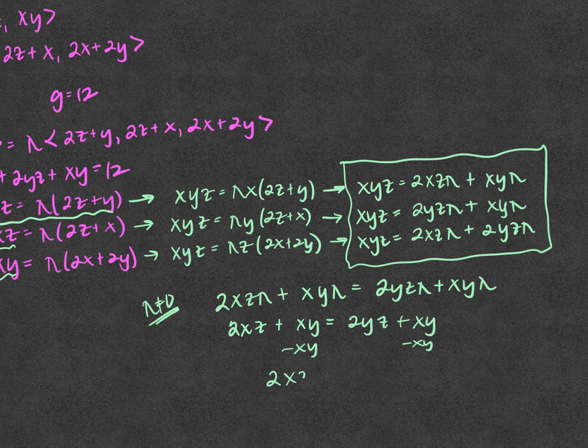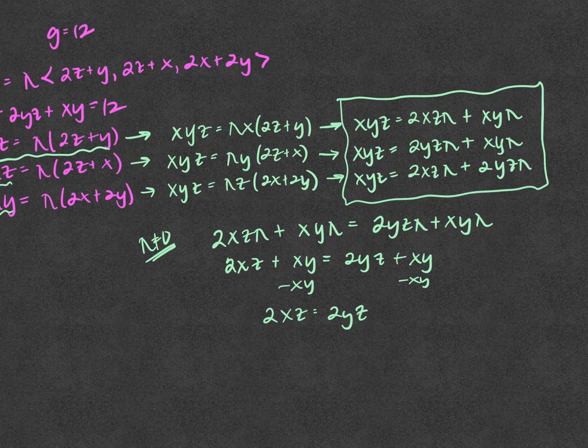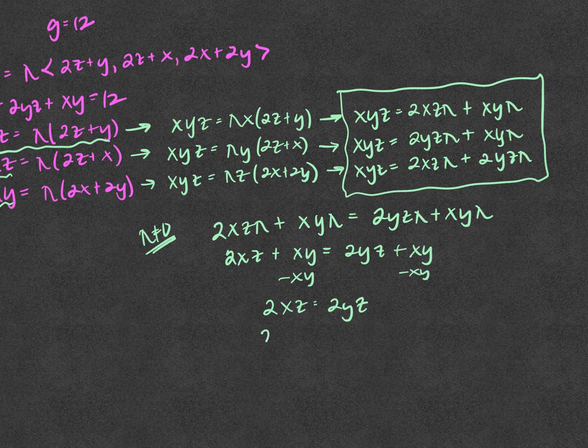So we get 2xz is equal to 2yz. Now, you can't divide by z. It's not a good plan. So let's move them to the same side. So we have 2xz minus 2yz equals 0. Let's factor out the 2z, and we get x minus y equals 0. So z equals 0 or x minus y equals 0, so x equals y.